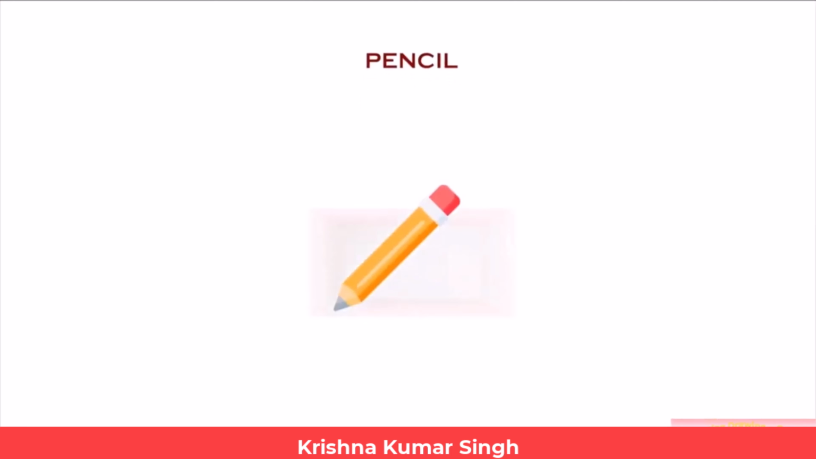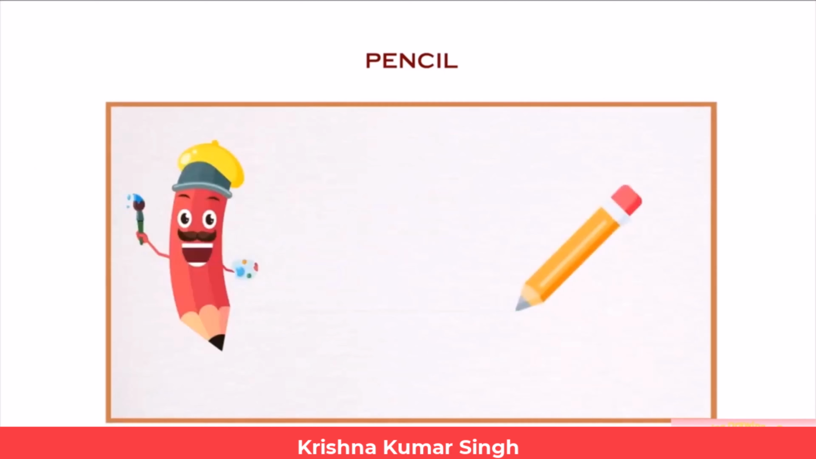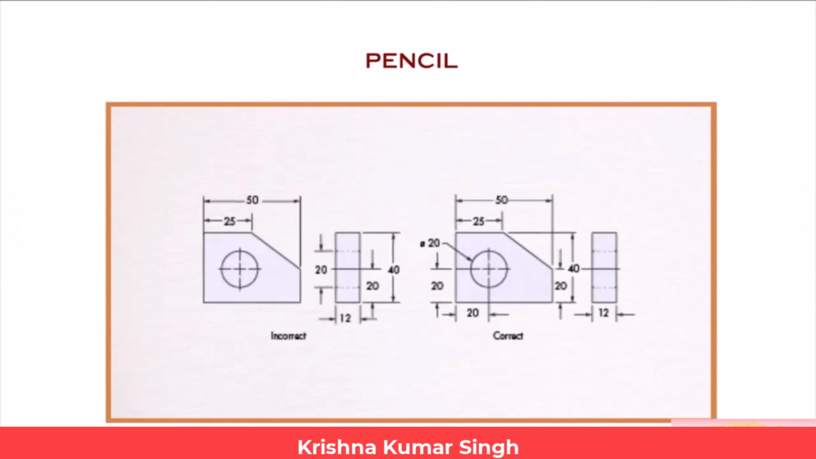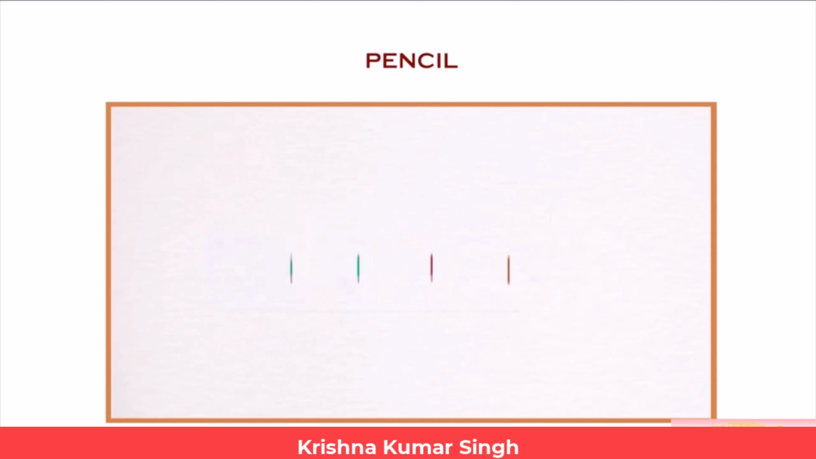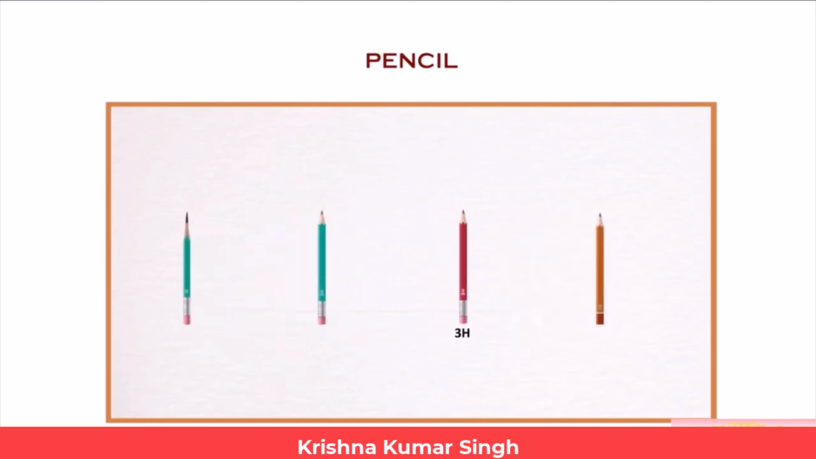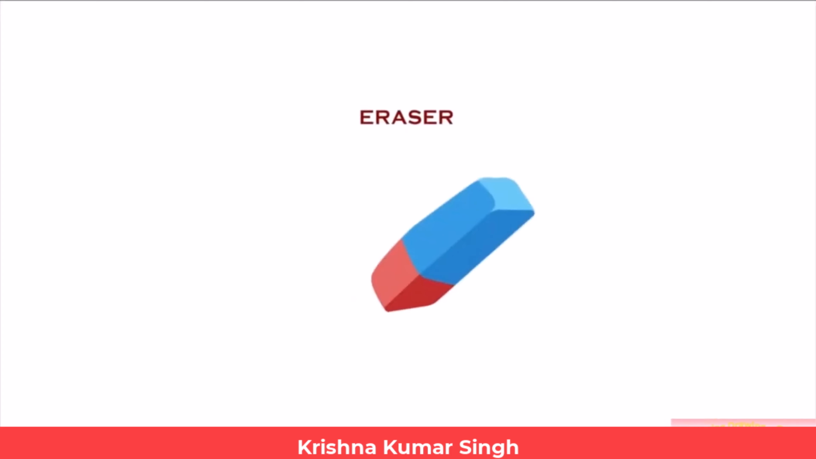Pencils. Pencil is used to draw on paper. Any type of pencil is not suitable for drawing. There are some limitations. The drawing appearance should be very neat and understandable. Every line of the drawing should indicate its importance. The following pencils are used in engineering drawings. 3H pencil, 2H pencil, H pencil, HB pencil.